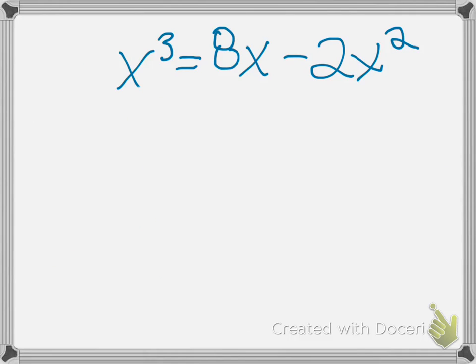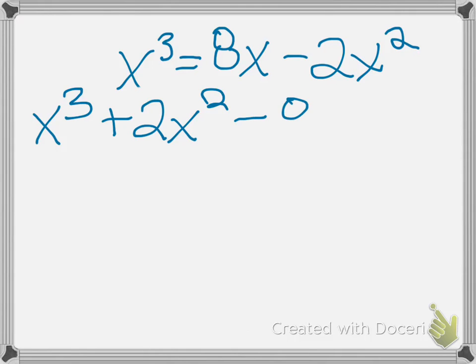Let's say we start off with this equation, x cubed equals 8x minus 2x squared. The first thing we're going to want to do is move all the terms onto one side of the equation so that the other side is set equal to 0. So I'm going to subtract 8x and add 2x squared to both sides. And just so that our polynomial expression is written in standard form, I'm going to write all of the terms in order of decreasing degree. So here's the polynomial equation that we now want to solve.